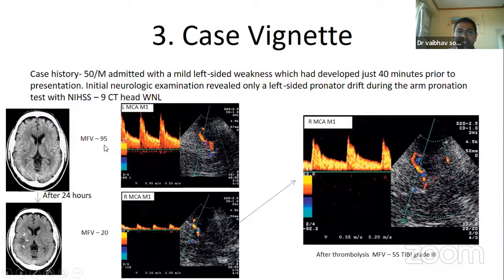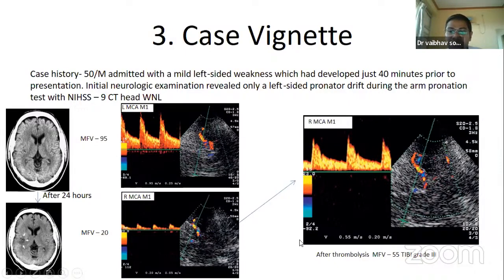So we did the TCD, which showed a mean flow velocity of 95 at the M1 of the left MCA, and on the right MCA at the M1, the mean flow velocity is 20. Such a huge discrepancy is suggestive of decreased flow in the right MCA at the M1 segment.